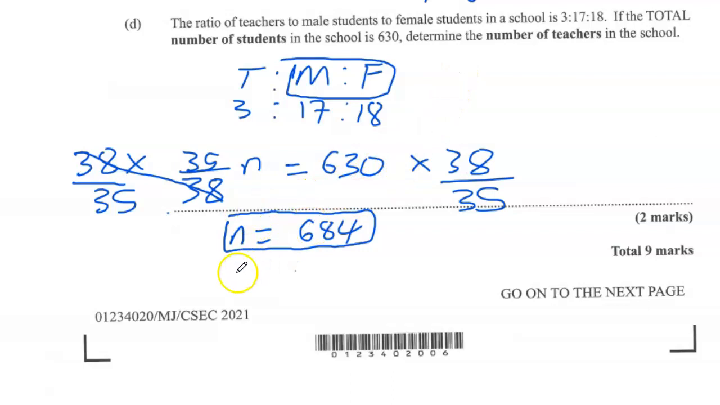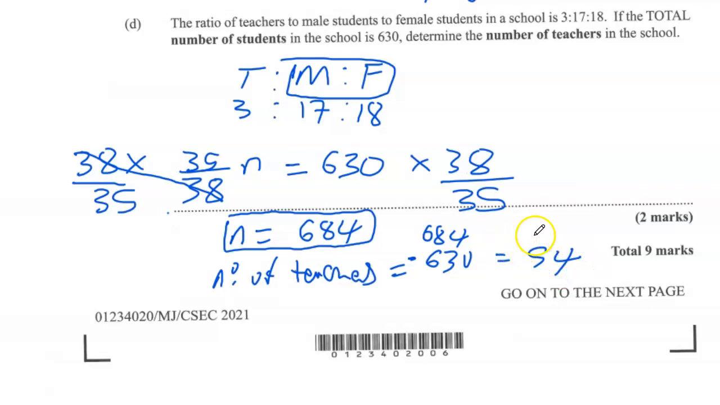And we are told the number of teachers, therefore, the number of teachers would be equal to 684 minus the 630, we end up with 54. So 54 teachers are in the school.